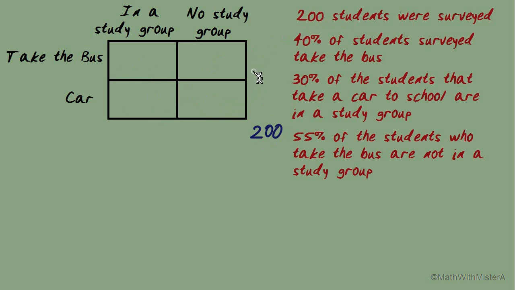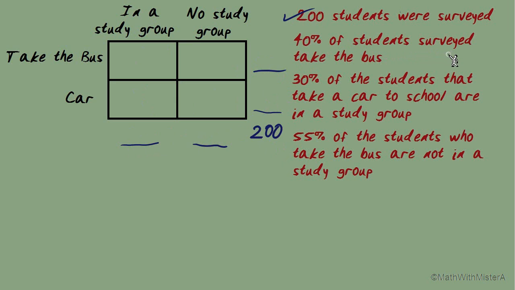We also know that once we get the total of students who take the bus and who take the car, those two added up would equal 200. And likewise, if we got all the students who were in a study group and all who were not in a study group, those two groups together would equal our 200 total. So what can we do next?